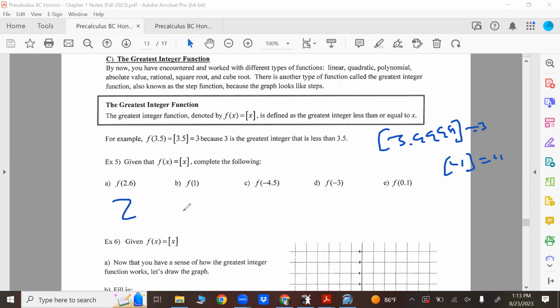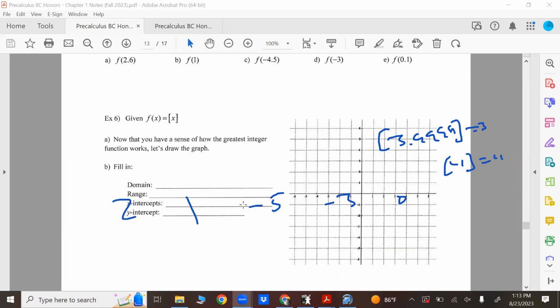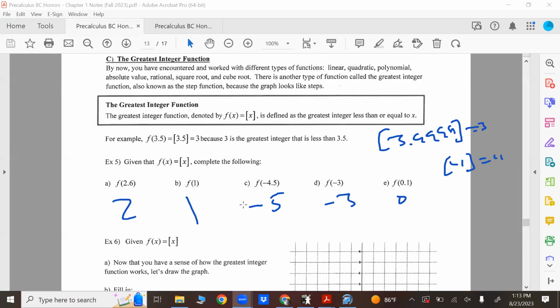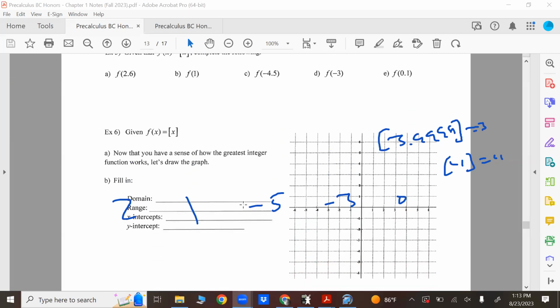So this is pretty easy. That's 2, 1. Careful with the negatives. Negative 5, negative 3, and 0. So that should be pretty straightforward. Questions so far? Question? No? We good? Okay.